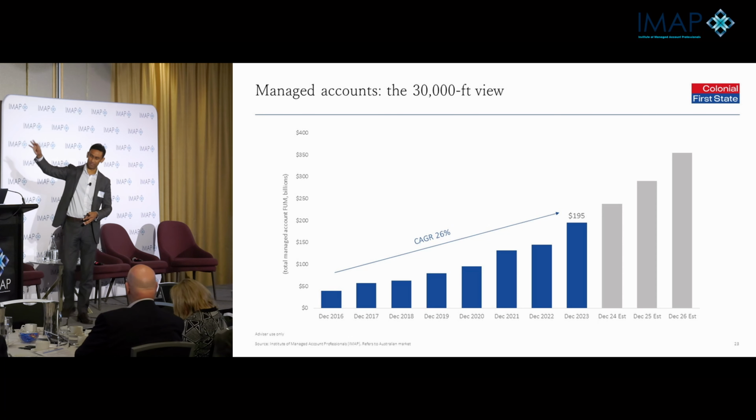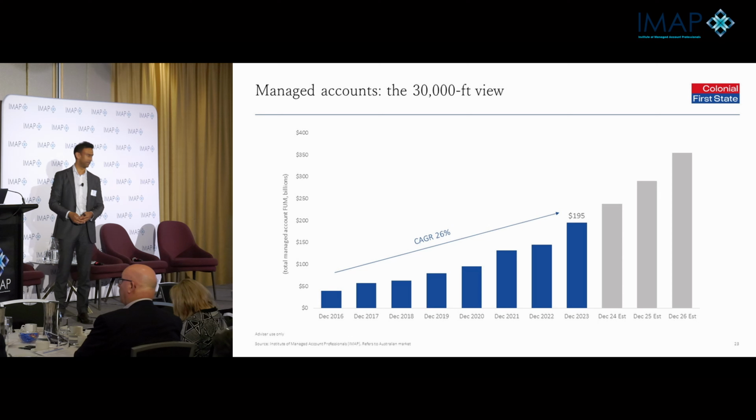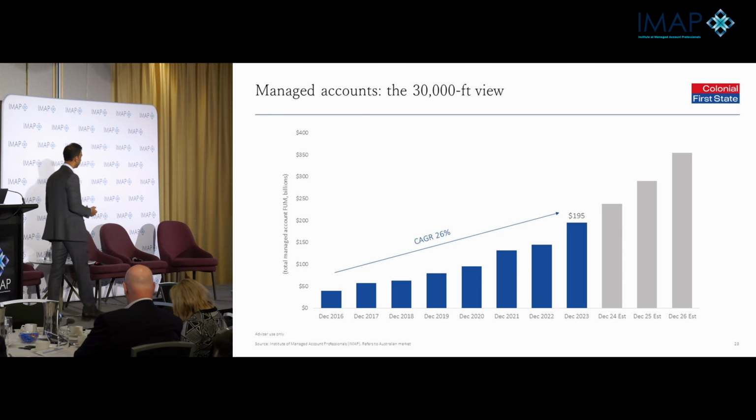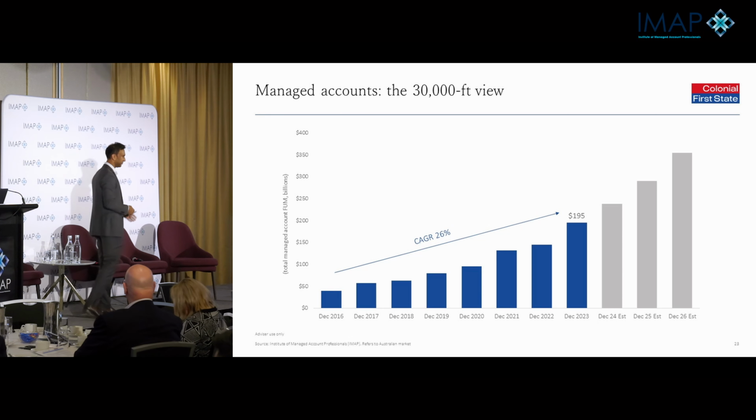Don't get me wrong, there is plenty of growth in the industry, and I think it's a condition of our IMAP membership to flash this chart up, if I'm not mistaken, Toby. I know we've reached 200 billion, so there are some more up-to-date numbers than this. But the growth's been fantastic. It's been phenomenal at the 30,000 foot level.